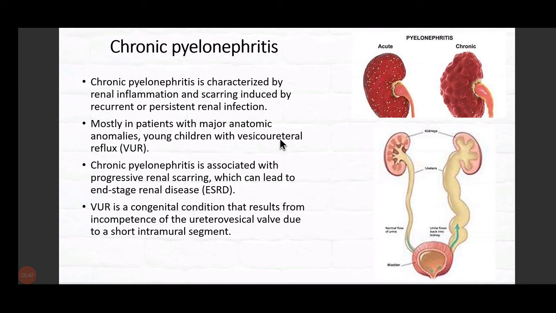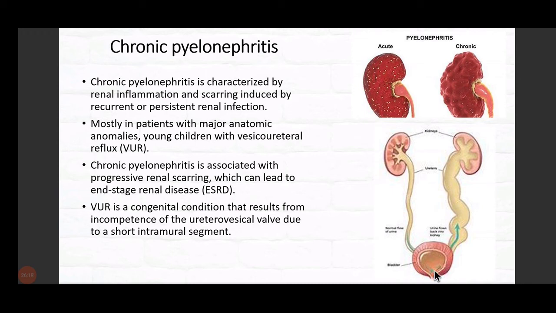So one of the most common causes for chronic pyelonephritis is a major anatomic anomaly, and the usual anatomic anomaly, which is found in 90% of the cases, is vesico-ureteral reflux. What is VUR? That means urine which is in the bladder should ideally not go up because there is a sphincter mechanism here, a physiological sphincter, the oblique course of the ureter, which prevents the urine from going to the ureters from the bladder. But in VUR, this protective mechanism is lost.